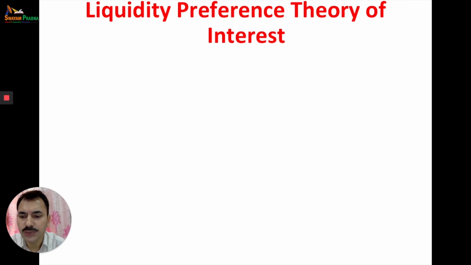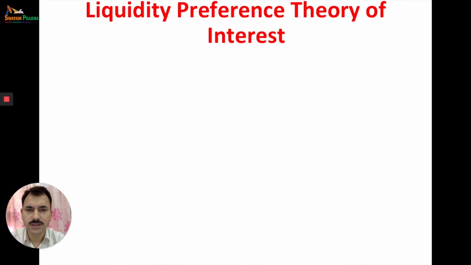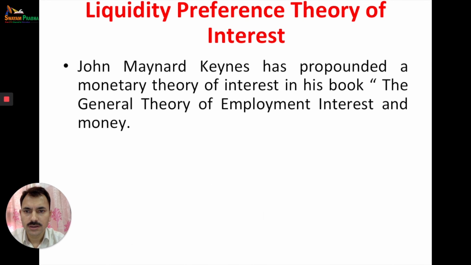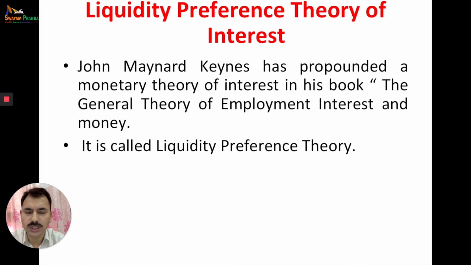Next one, liquidity preference theory of interest. John Maynard Keynes has propounded the monetary theory of interest in his book, The General Theory of Employment, Interest and Money, in 1936. And in that particular book, he has written a monetary theory of interest, which is called liquidity preference theory.